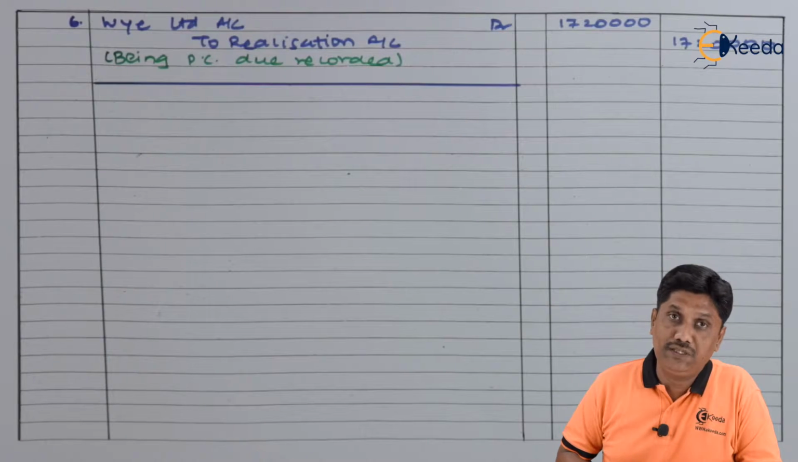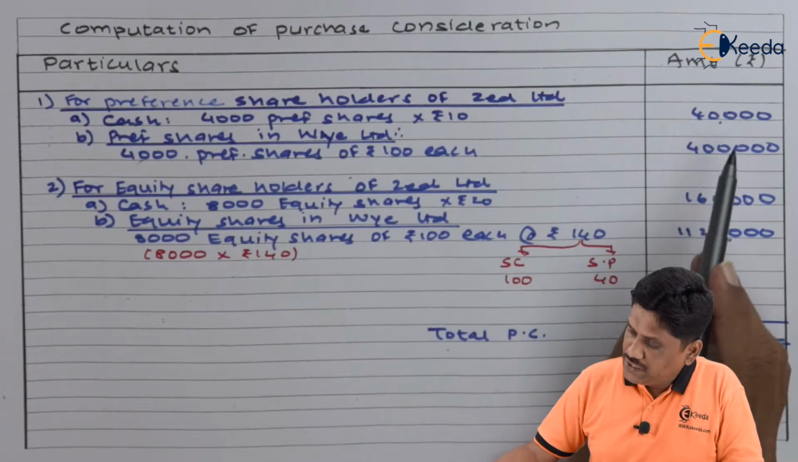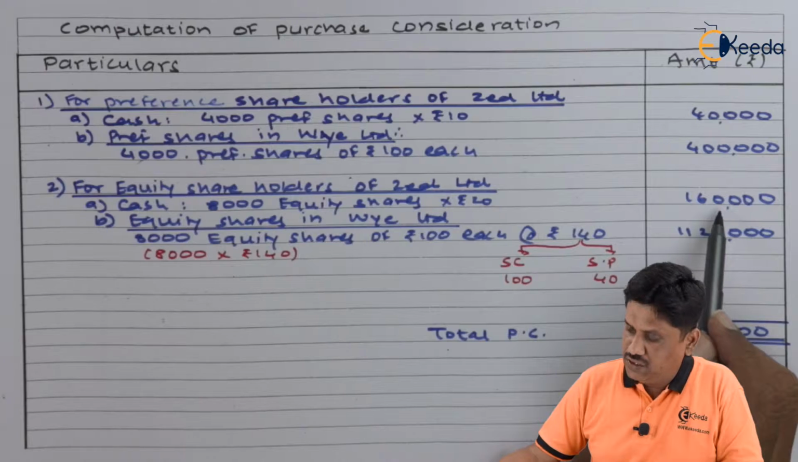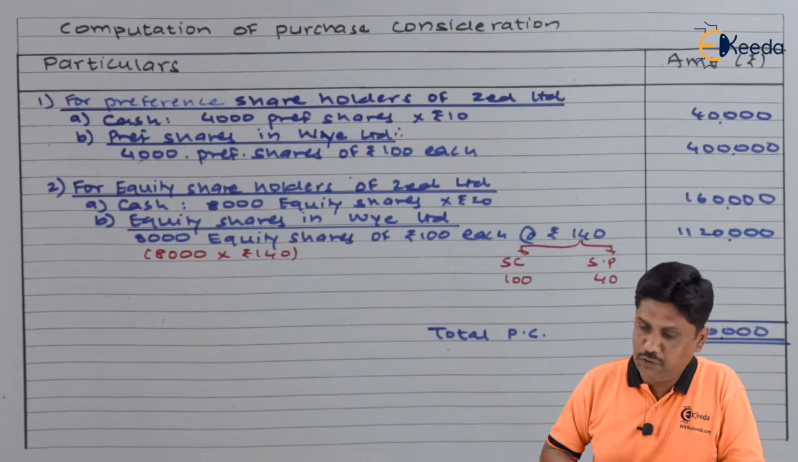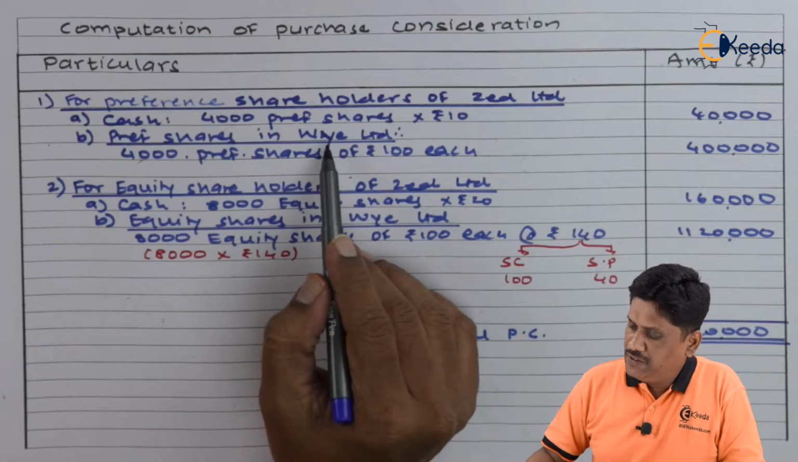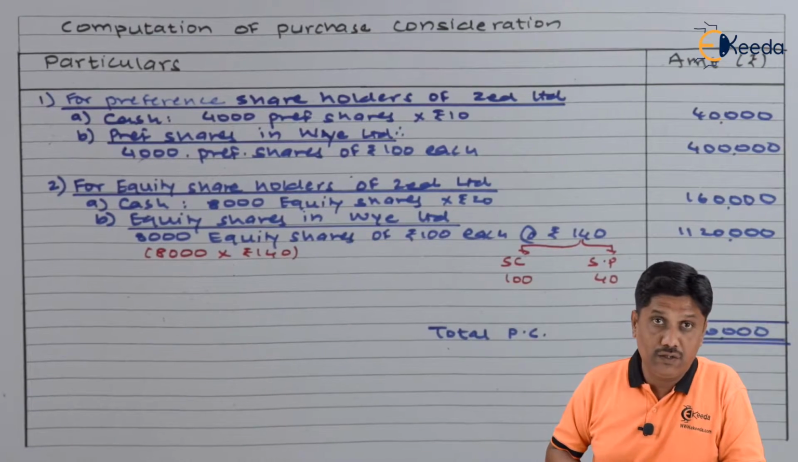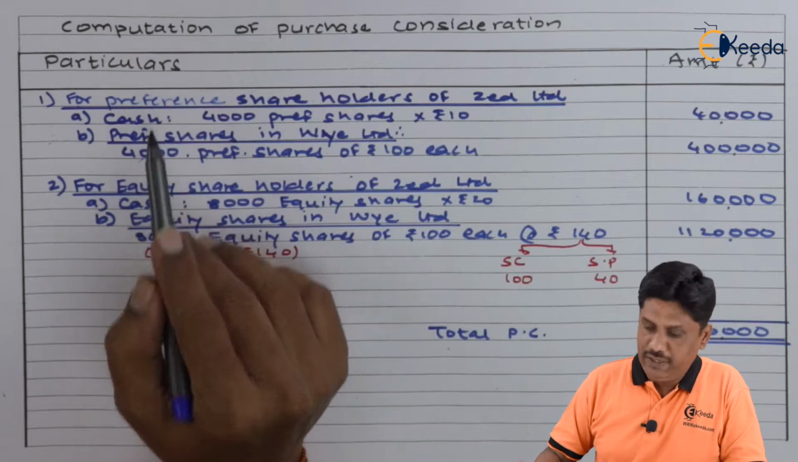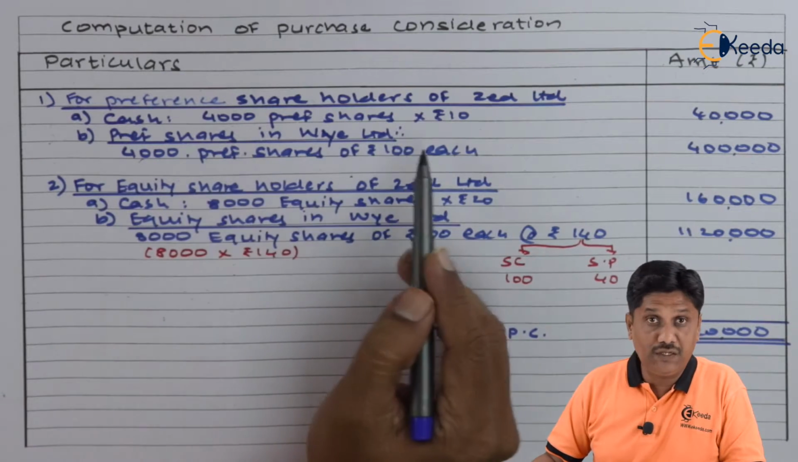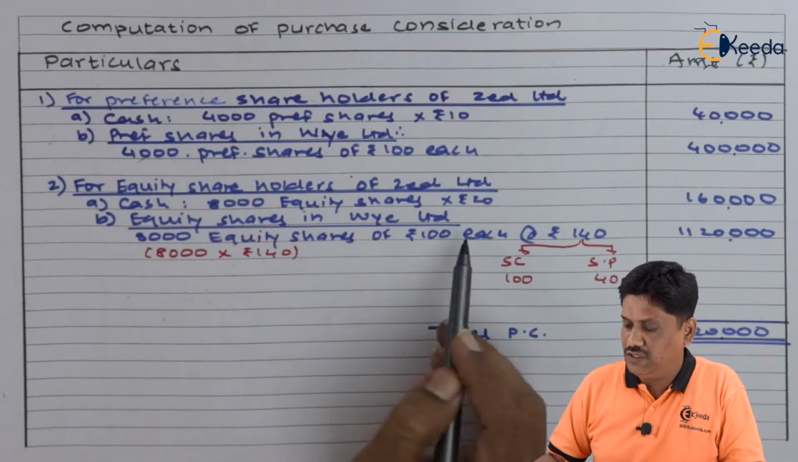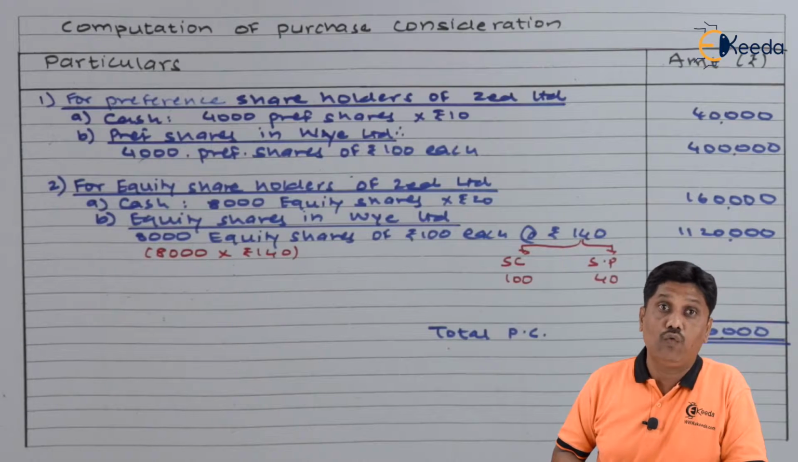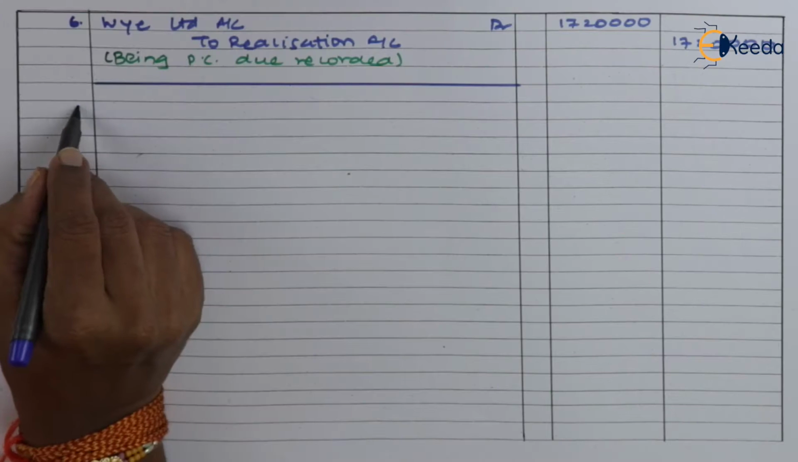So let us record PC received. Various items I will copy from my net payment calculation. Let me show you that. We have got cash, this 40,000 and this 60,000, all together 2 lakh rupees cash we got. Preference shares in Y Limited we got, and we also got equity shares in Y Limited. So these three accounts will be debited: cash account debit, preference shares in Y Limited account debit, and equity shares in Y Limited account debit, to Y Limited account will be credited.